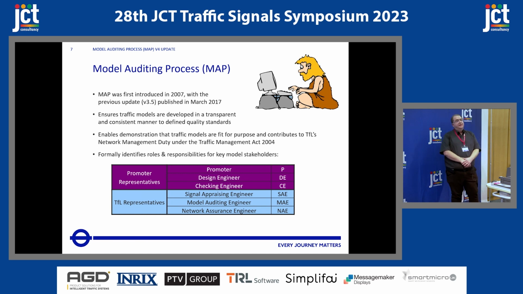So the first thing MAP does, there's a lot of different elements of traffic model development by different parties. So it establishes roles and responsibilities for the different parties involved. You have a set of roles that represents the project sponsor. So the developer could be a borough or a TfL sponsor for a TfL scheme. And on the TfL side, we have various roles within TfL responsible for reviewing signal design, auditing models, and with a focus on the network management duty.